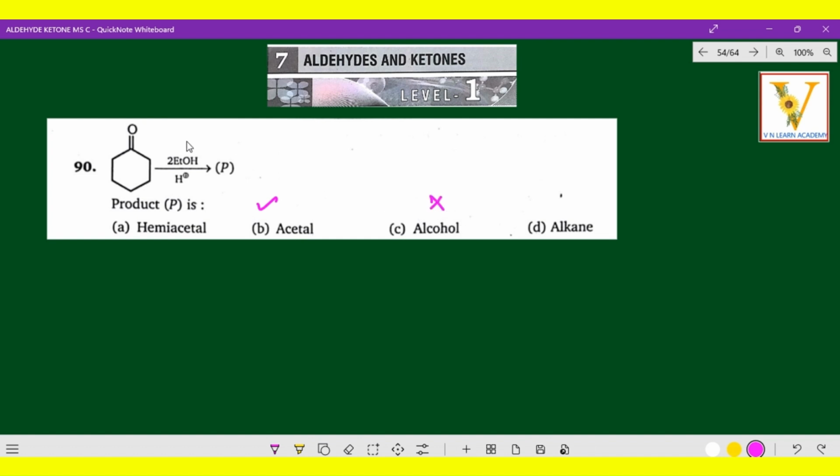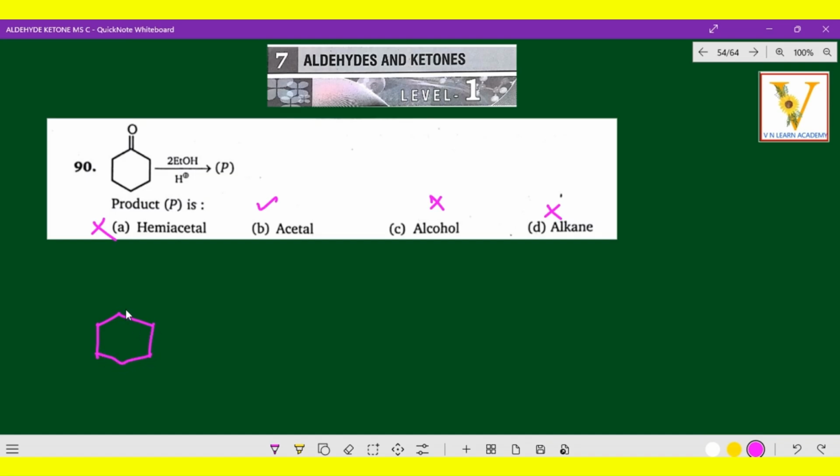Alcohol will not be possible. How come alcohol here? Only the reactant alcohol will be available, so alcohol will not be possible. Hydrocarbon, that is alkane, also will not be possible. Only acetal or hemiacetal. They mentioned two molecules of ethyl alcohol, so naturally, acetal only. Come on, let us check with the reaction.